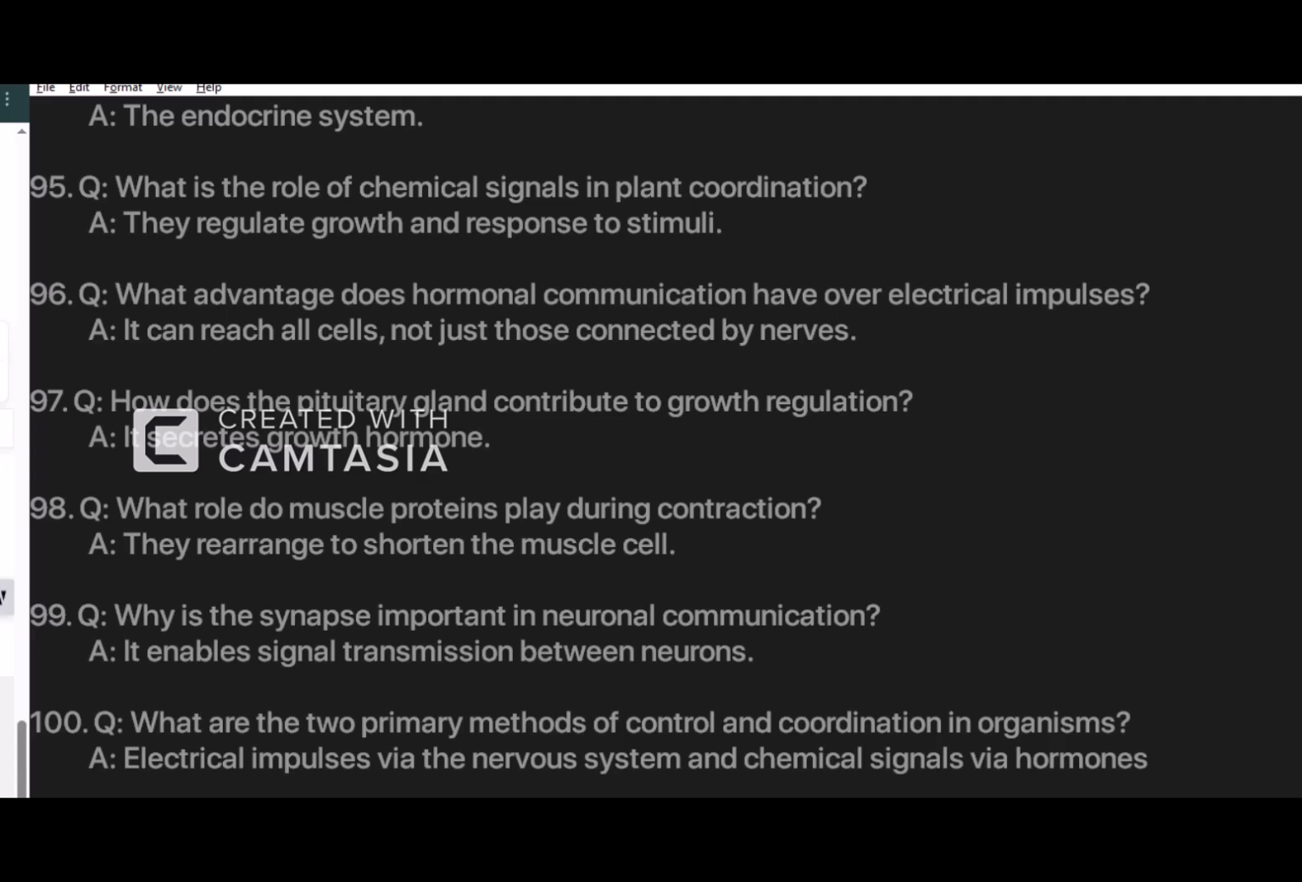100. Q. What are the two primary methods of control and coordination in organisms? A. Electrical impulses via the nervous system and chemical signals via hormones.